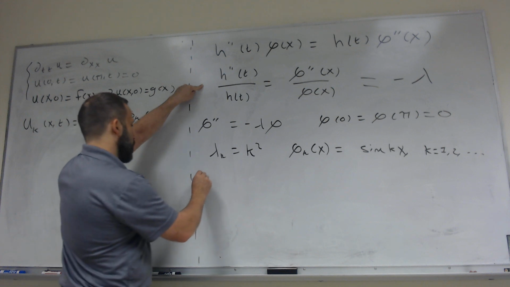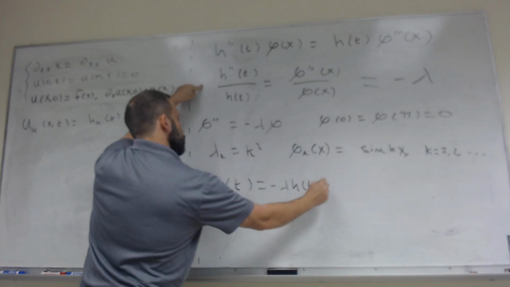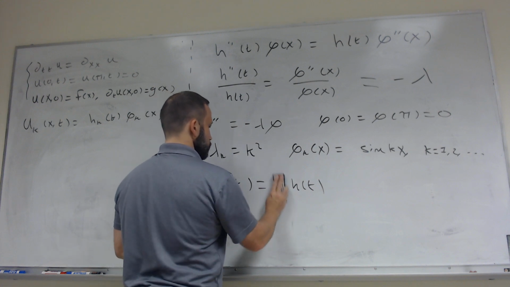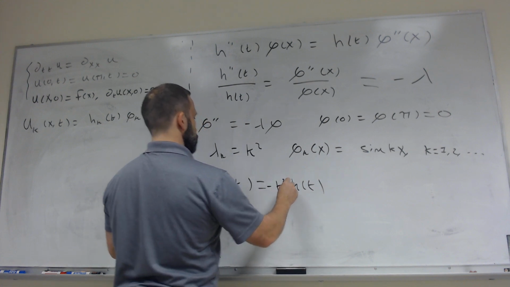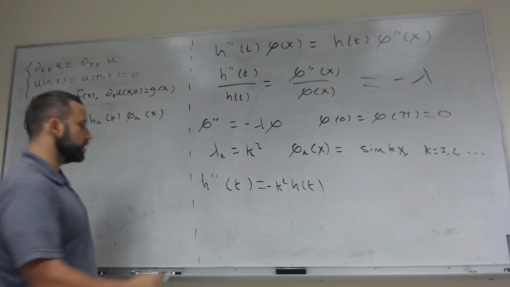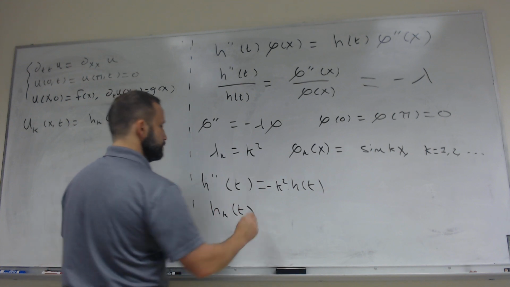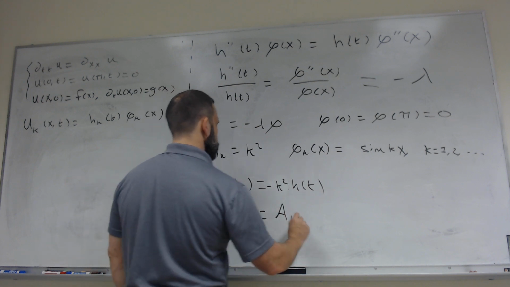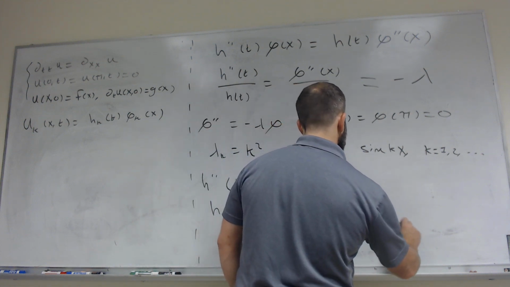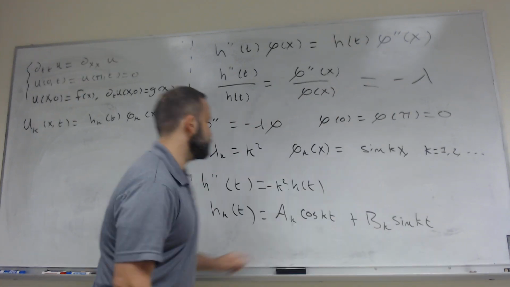For the h equation, I have h double prime of t equals minus lambda h of t. Well, what's lambda? Lambda is k squared, so this is minus k squared h. Well, that's just the same as this equation here, but I don't have any boundary conditions for h. All I can find is a general solution. I'm going to call this h_k of t equal to a_k cosine kt plus b_k sine kt. And that's why I didn't put the constant there. I'm putting it there and there.